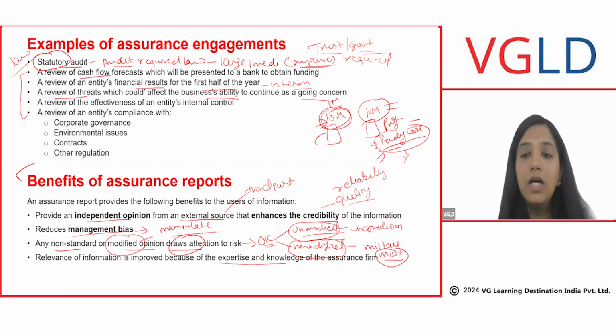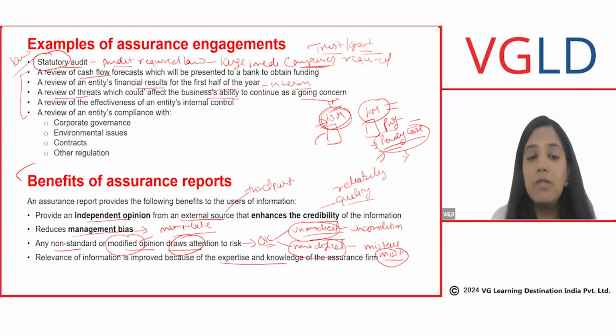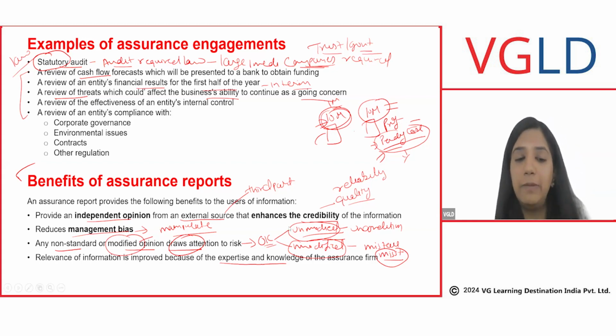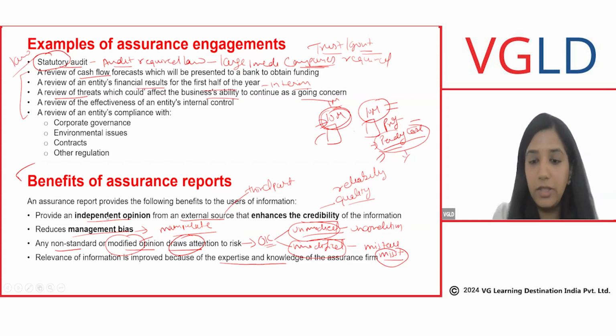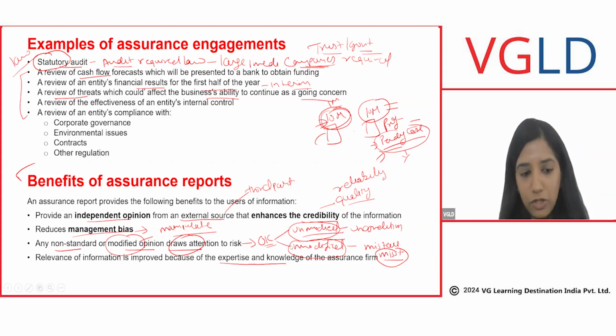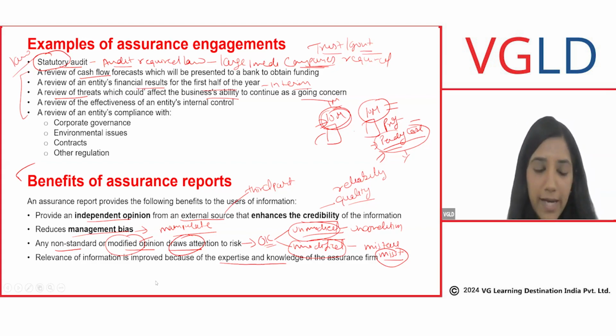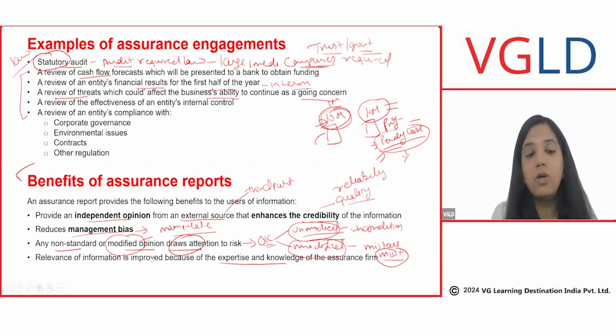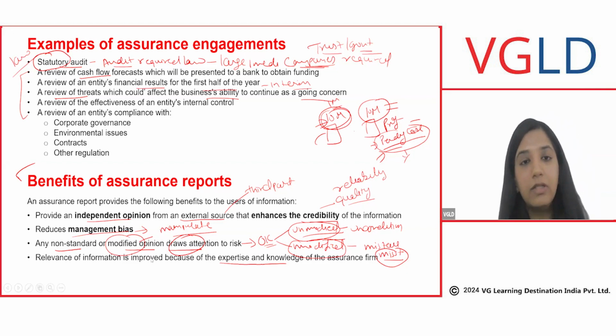Remember, I told you in the start of the section that you have to be in a position to influence your client and not be influenced. That comes when you are independent from an external source. That enhances the credibility. The more independent an auditor is, the more credible the information would be. Reduces the management bias, like I told you. Non-standard or modified opinion draws attention to risk. So as an auditor, we will get into it of what kind of opinions do you give, unmodified opinion or modified opinion.